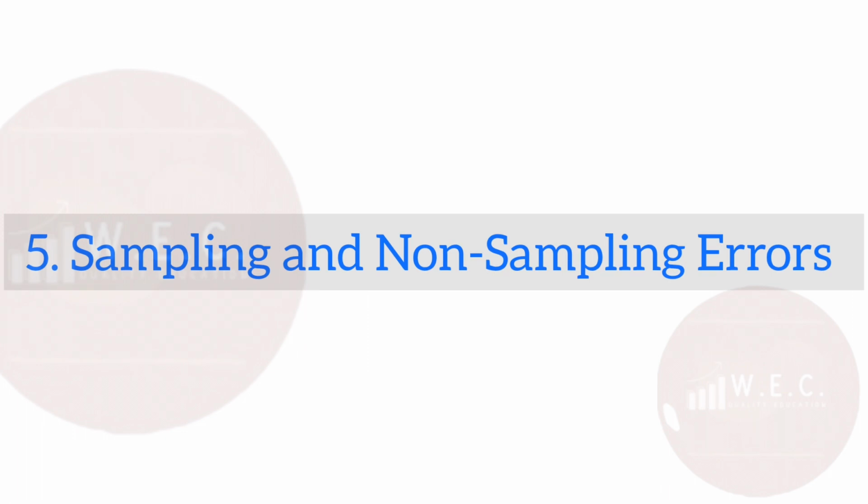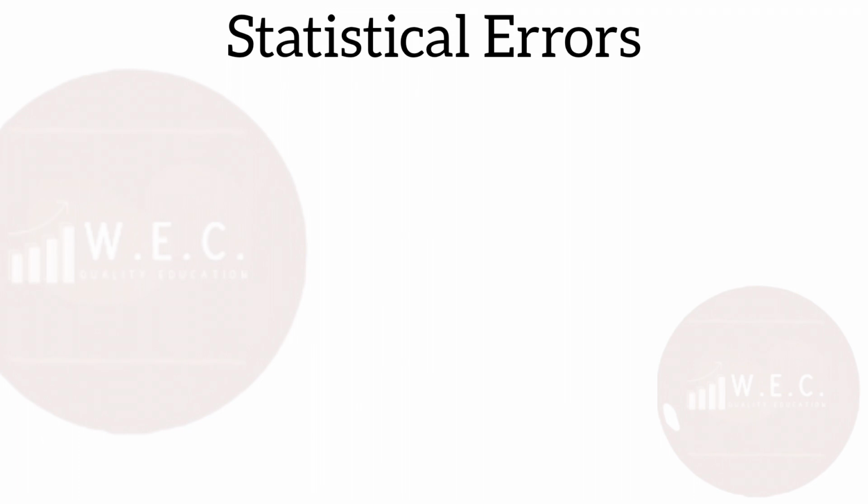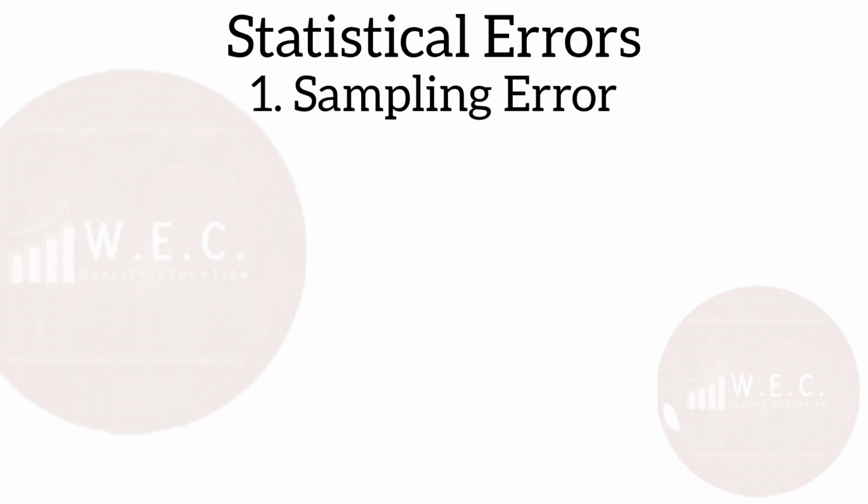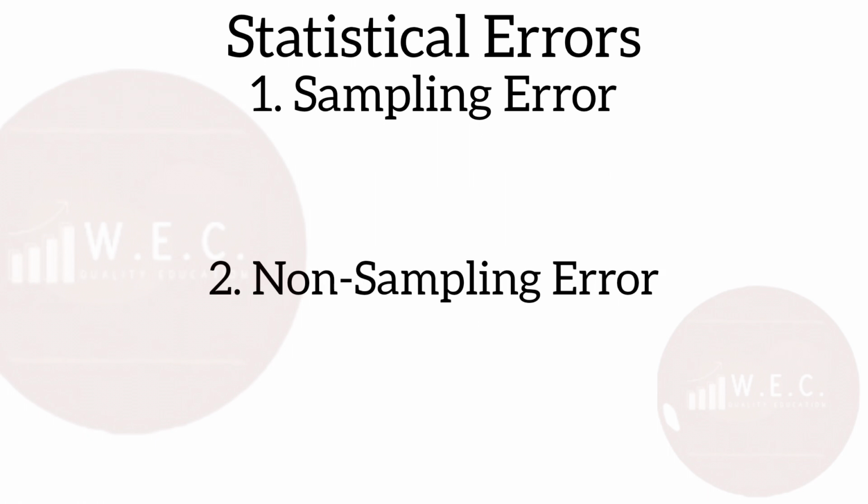Now topic 5, sampling and non-sampling errors. The errors which occur while collecting data are known as statistical errors. Statistical errors are of two types: one, sampling error, and two, non-sampling error.